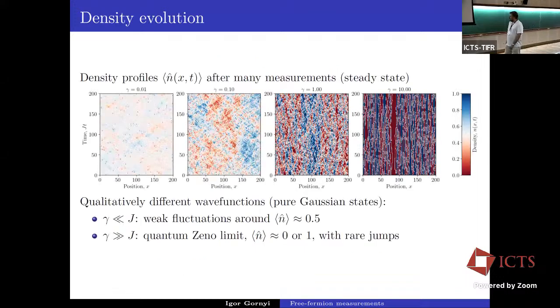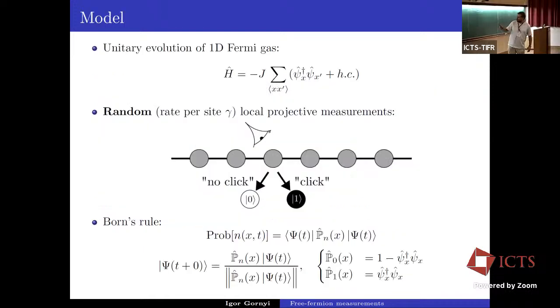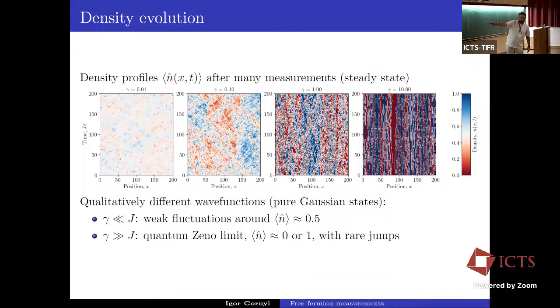What one gets is this density plot. So this is the evolution of density at a given point and a given time. And here the rate of measurements is small. So the evolution of the system is mainly governed by the system's own Hamiltonian. And the density stays around 1/2. Here you see some rare spots that are positions of measurement events in space-time.